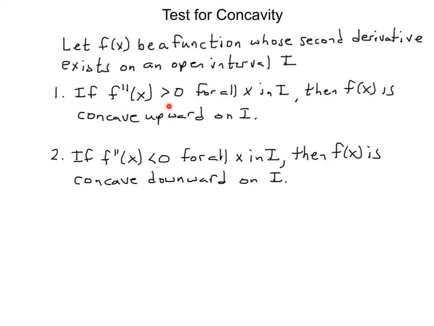If f double prime, the second derivative of f at x, is greater than 0 for all x in I, then I know it's concave upward. If f double prime of x is less than 0 for all x in I, then I know my graph will be concave downward.